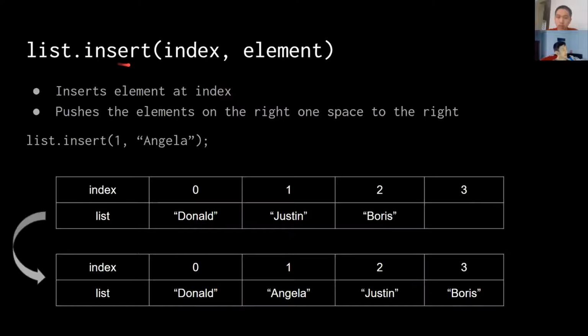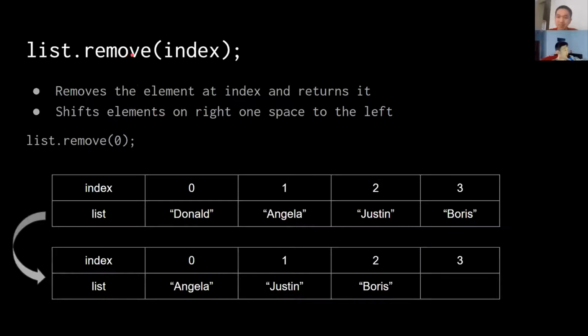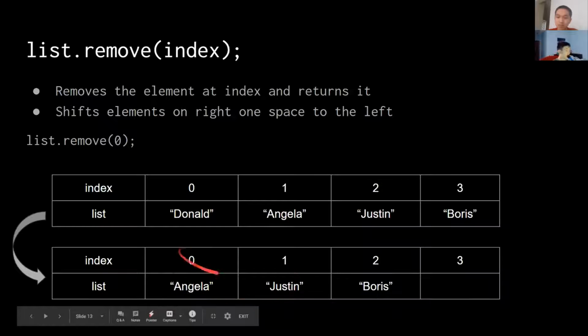Okay, now you have list.insert, which inserts an element at an index and pushes the elements on the right 1 space to the right. So if you have .insert 1 and Angela, you'll put Angela into position 1 and push Justin and Boris back, right? Now you have list.remove. It removes the element at the index and returns it, right? So if you say list.remove 0, goodbye Donald, everything moves and fills that position in.